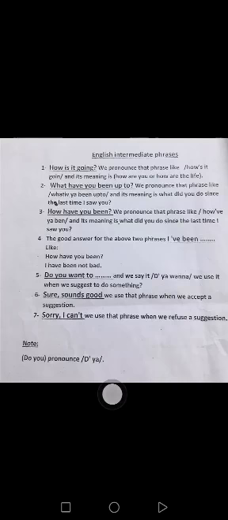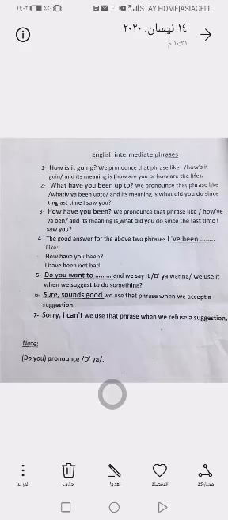Number four, the good answer for the above two phrases, I mean number two and number three. When I ask you and use one of them, you have to answer me "I've been" and add an adjective to describe your state. Like, how have you been? I have been not bad. I have been tired. I have been excellent.